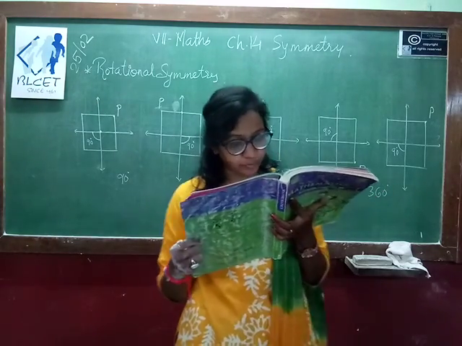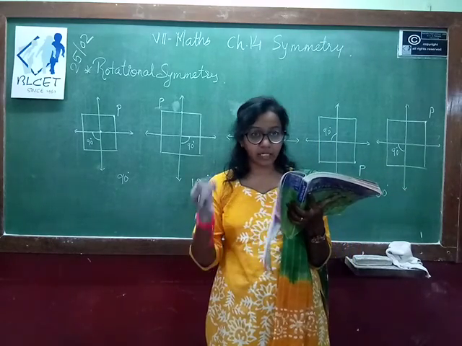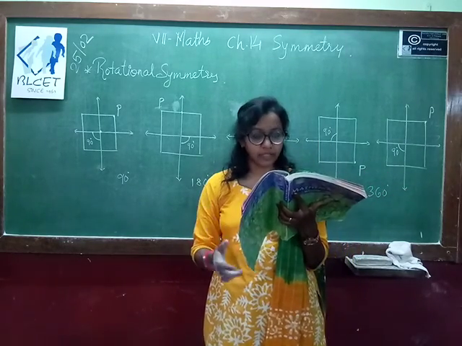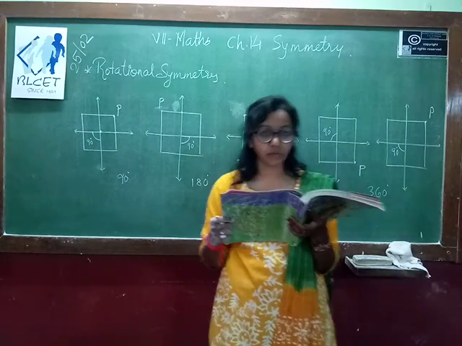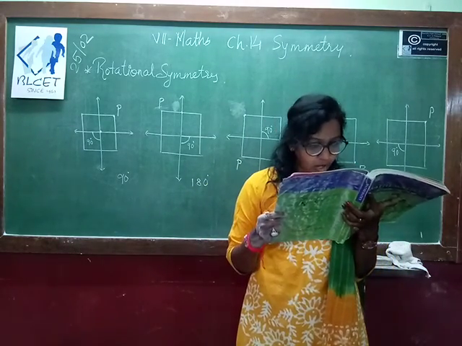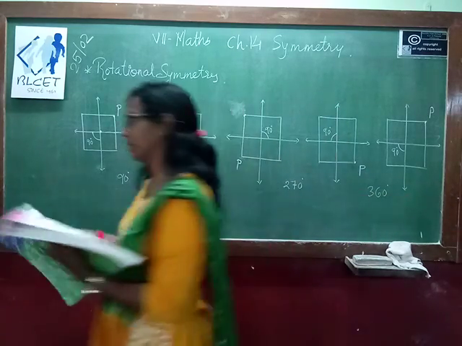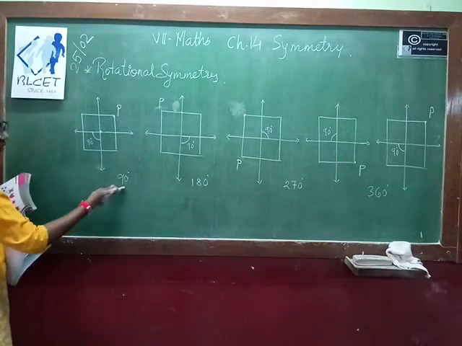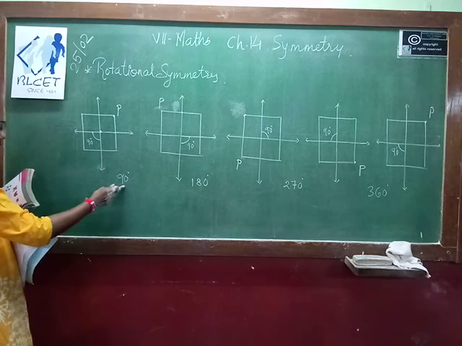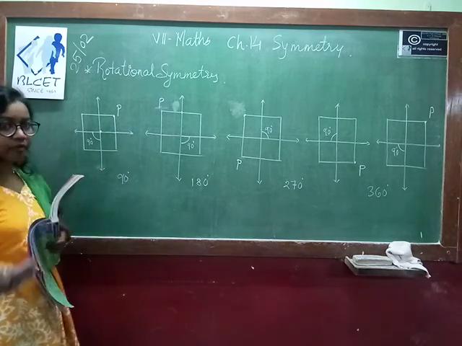What is the center of rotation of the hands of a clock? Obviously the middle one where all the 3 hands meet together. The center of the clock is the center of rotation. The angle of turning during rotation is called the angle of rotation. For one turn we are using an angle of 90 degrees, so 90 degrees is the angle of rotation.